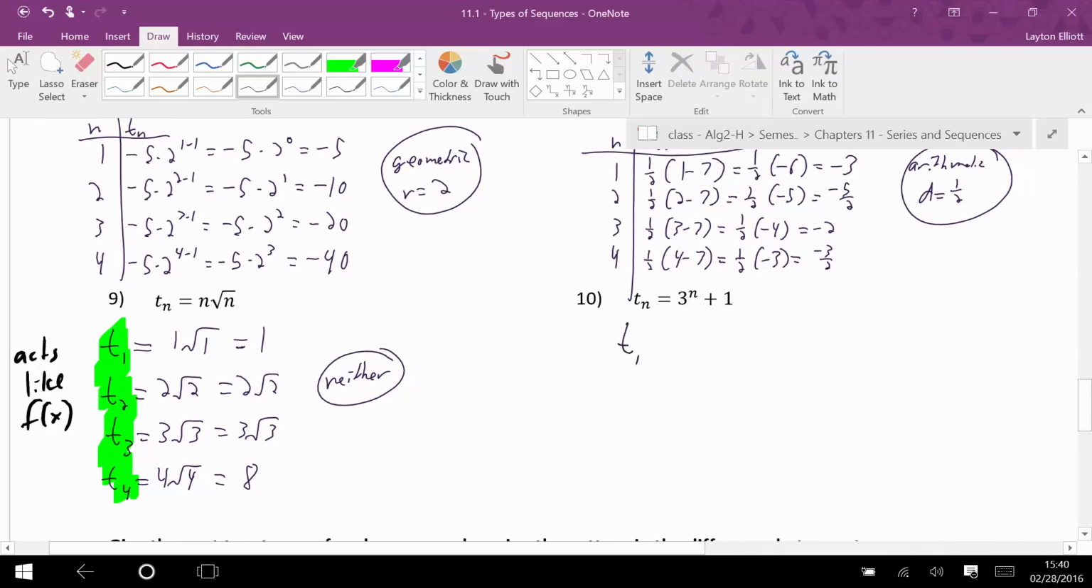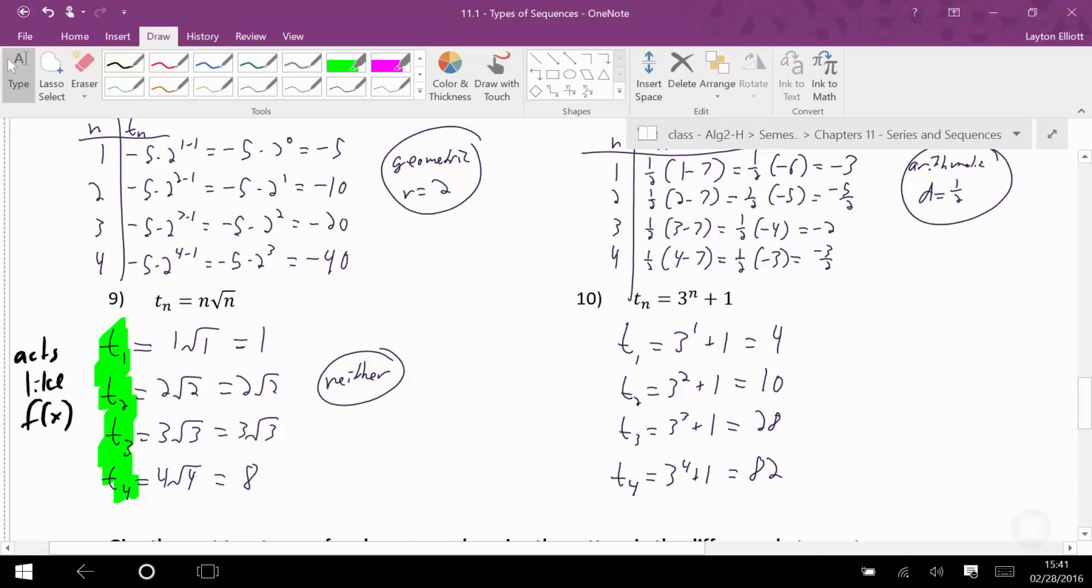Lastly, I'm going to do the same style. T sub 1 is equal to 3 to the first plus 1. T sub 2 is equal to 3 squared plus 1. Then 3 cubed plus 1. And 3 to the fourth plus 1. So 3 plus 1 is 4, 9 plus 1 is 10, 27 plus 1 is 28, and 81 plus 1 is 82. Okay, there's no common difference.